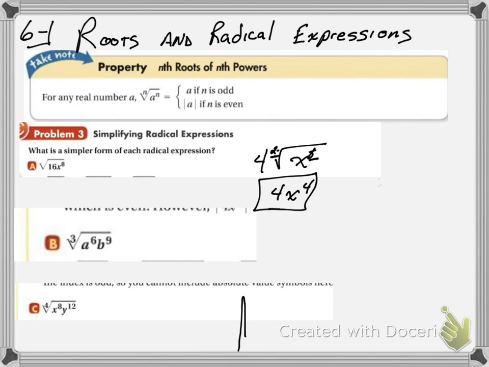Now, cube root, again, it's the same thing. This is really the cube root of a to the 6th and the cube root of b to the 9th. What I'm going to do is take this and divide by 3. So 6 divided by 3 is a squared, and 9 divided by 3 is b cubed.